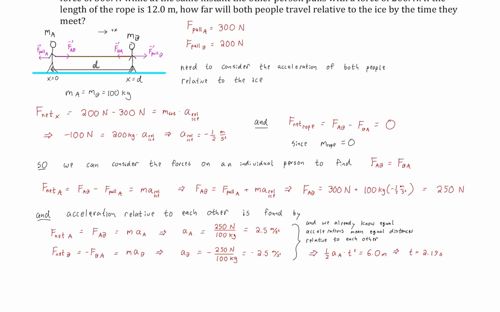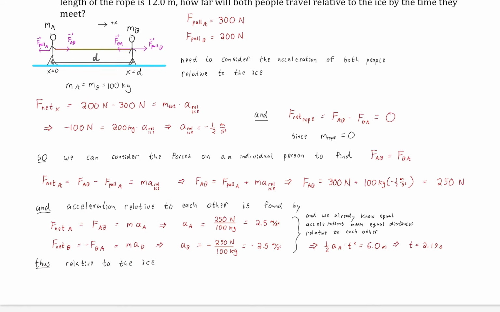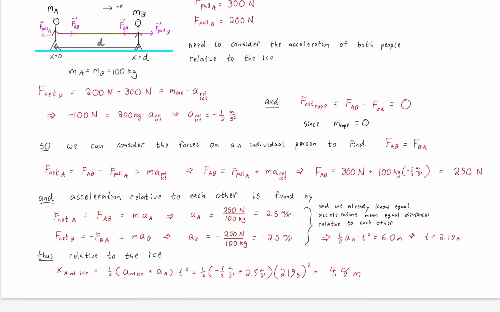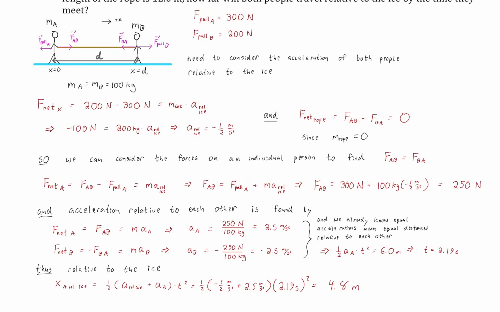So now what am I going to do with that 2.19 seconds? Now I'm going to use it to find their displacement relative to the ice. Last step. Squeeze this in on the bottom of the page. The displacement of A relative to the ice is going to be equal to 1/2, because it's just the kinematic equation, a total. Or you can think of this as just a of A relative to the ice.